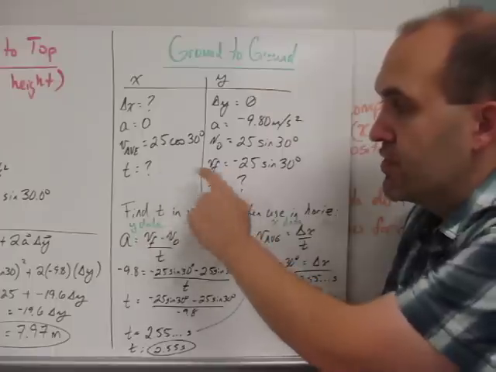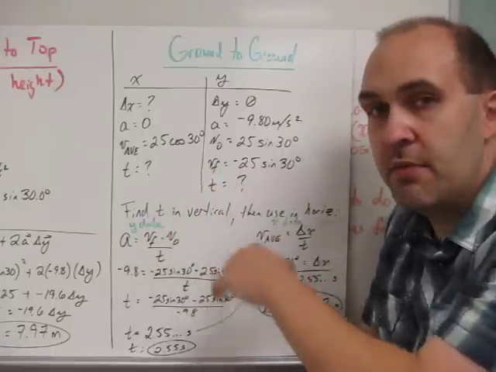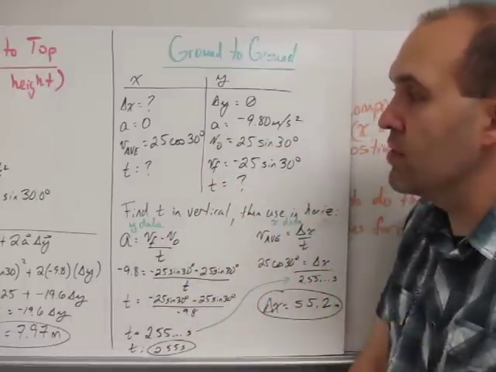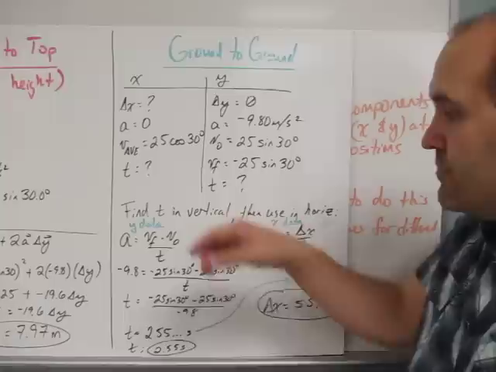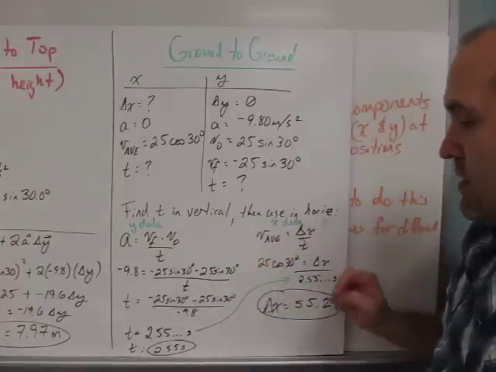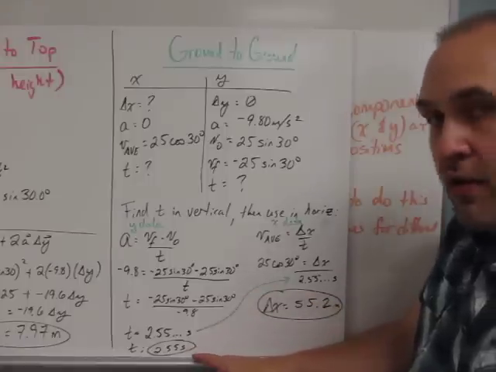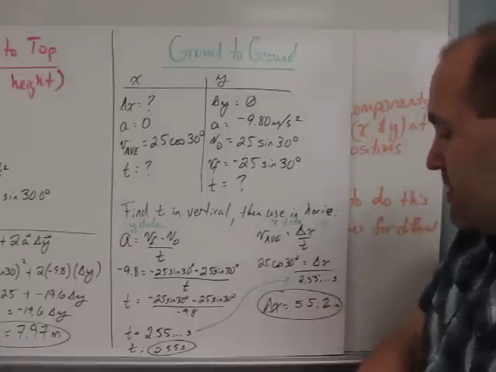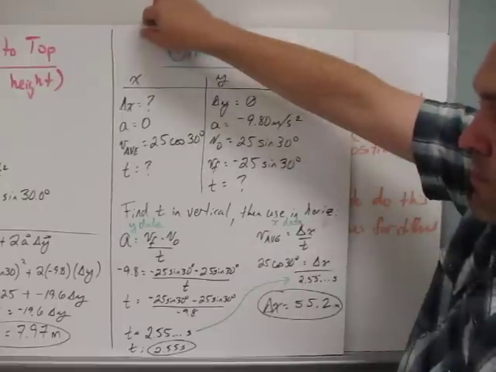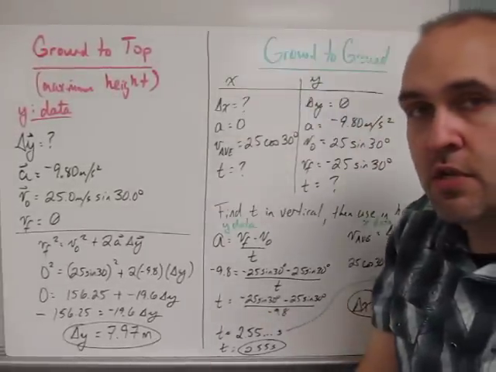Once I know the time, of course, we can use that little trick where the time's the same in both columns, right? So it spends the same amount of time moving vertically as it does horizontally, and I found that time, I use it over here in the horizontal part. And I use this equation again, the average is delta x over t, and I plugged in my data, and the time I got from the other answer, and I got the range to be about 55.2 meters for the horizontal. So these are the solutions there to that question.